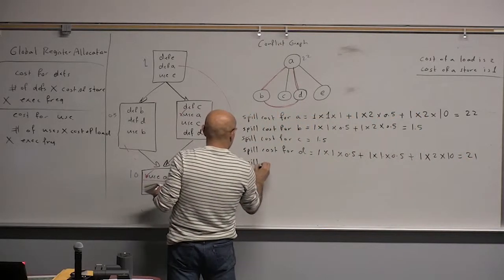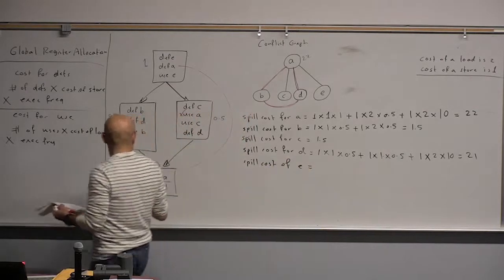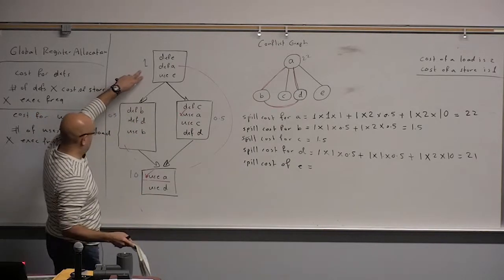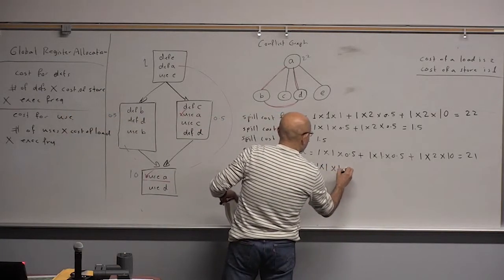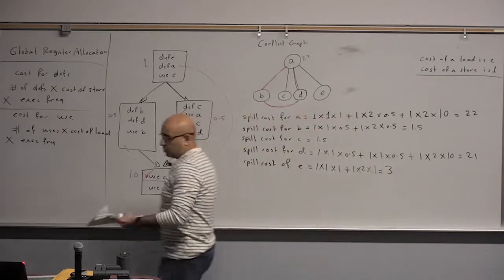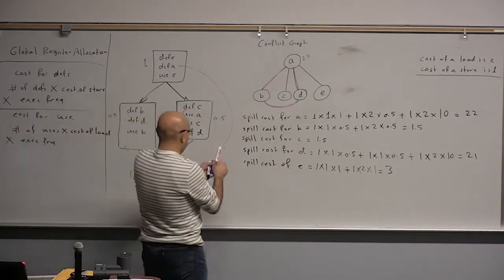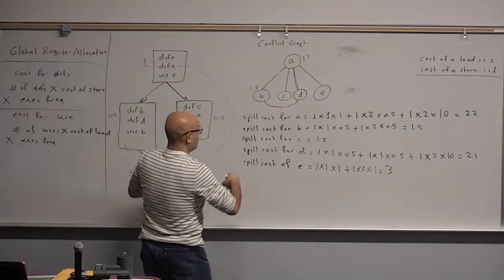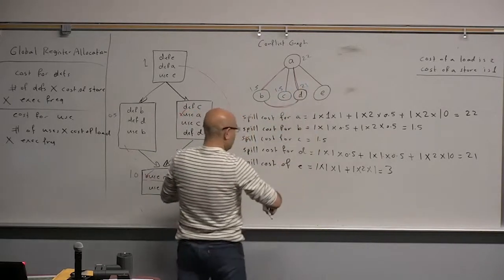And spill cost of E, and E is again local. It's 3. It's going to be 1 times 1 times 1 plus 1 times 2 times 1, and that's going to be 3. So you label each one with its spill cost. So this is 22. For B, it's 1.5. For C, it's 1.5. For D, it's 21. For E, it's 3.